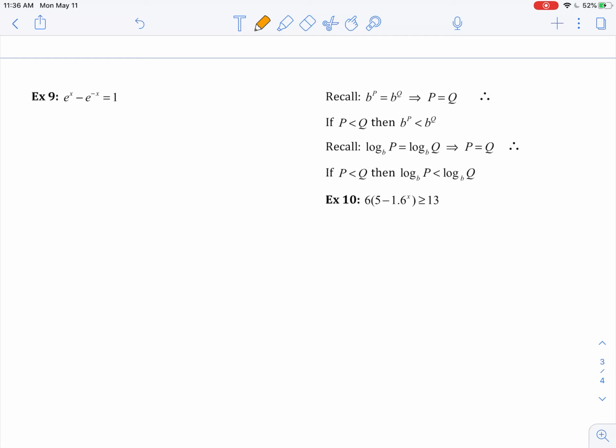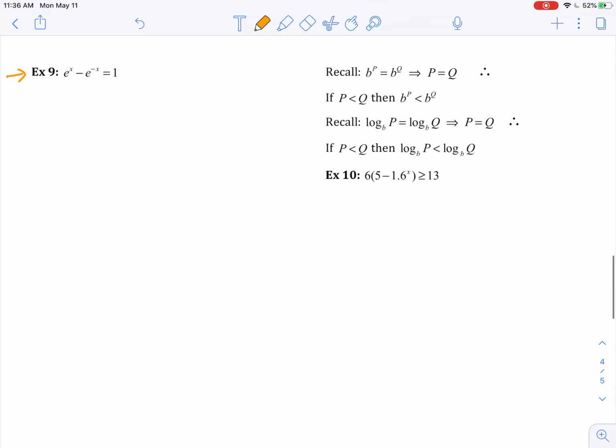I'm going to let you try number 9 with your e to the x and try to solve that doing x. And we will do one more over here on number 10.